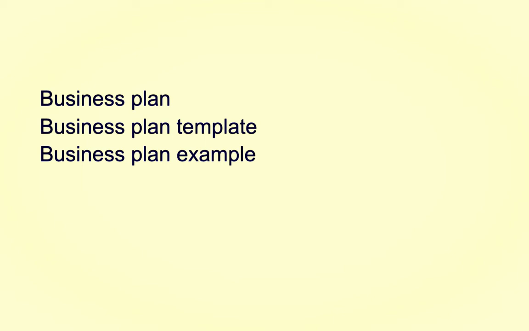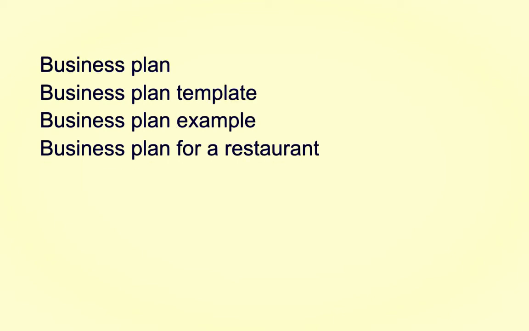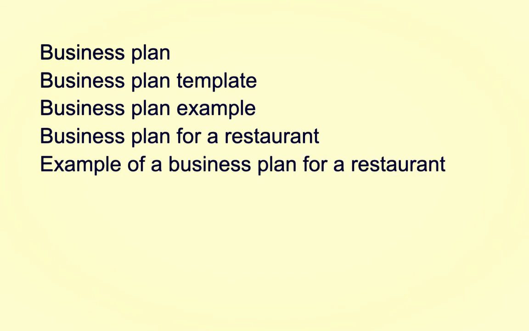Now, what's actually easier than this? How about business plan for a restaurant? Or you can do example of a business plan for a restaurant. You see how this has a lot of long tail keywords in it? It has the example keyword. It has the business plan keyword. It has the restaurant keyword. So now, out of all the videos that target the word business plan, ours is extremely specific. So we're targeting a niche. And if you have a new channel, this is really your key to success in the beginning.